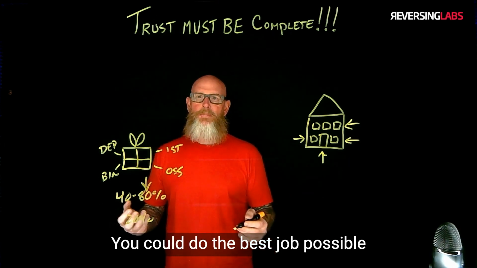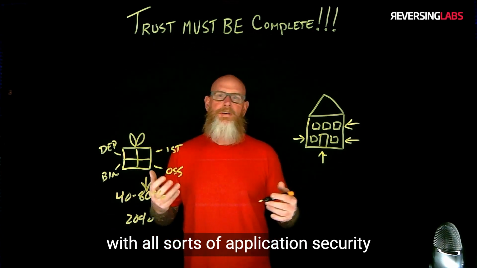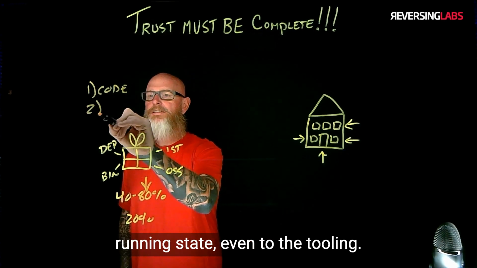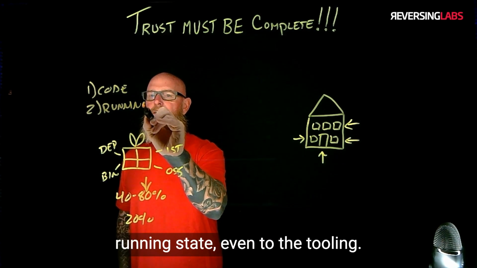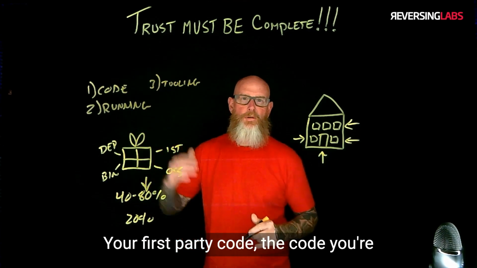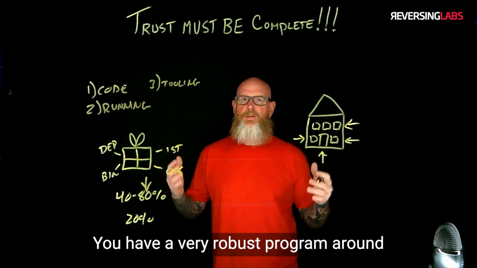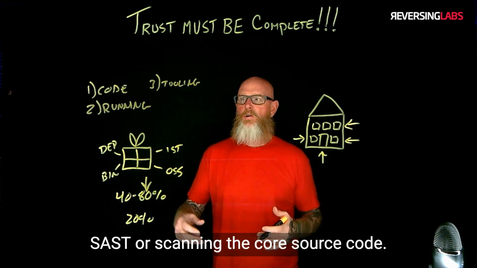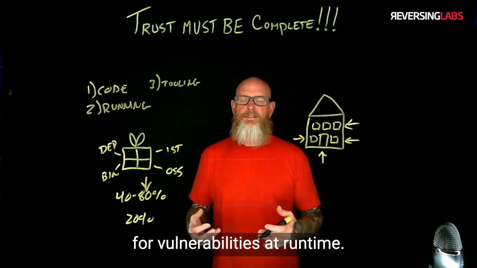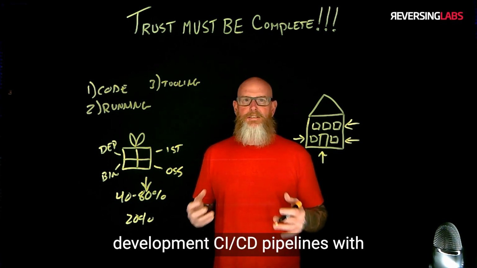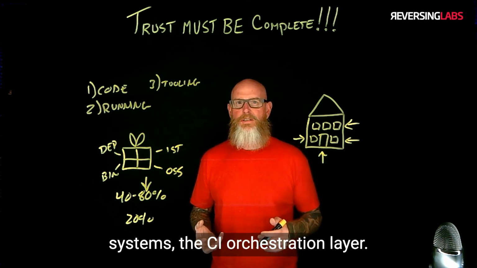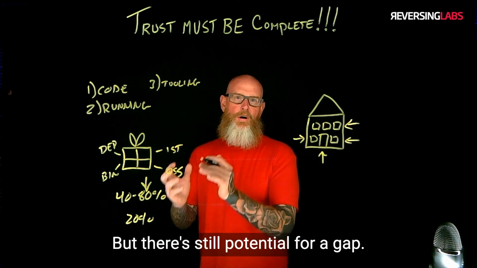You could do the best job possible with all sorts of application security testing, from the code to the running state, even to the tooling. Your first party code, the code you're writing, you're making sure that's secure. You have a very robust program around SAST or scanning the source code. You have a runtime testing program with DAST to look for vulnerabilities at runtime. You're locking down your development CI/CD pipelines with the IDEs, the code repos, the build systems, the CI orchestration layer. But there's still potential for a gap.